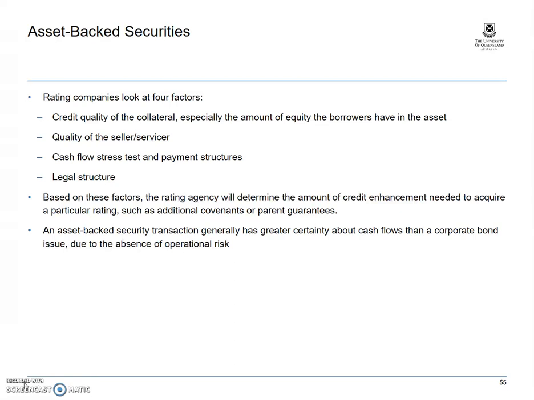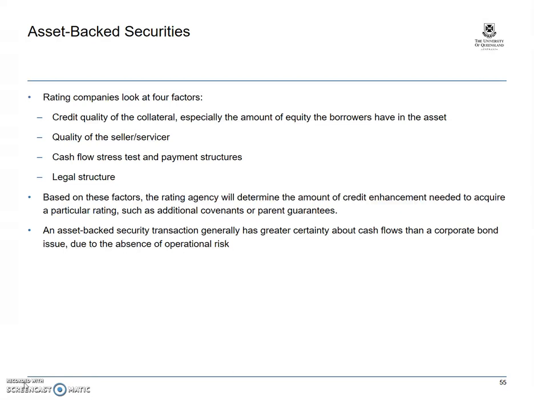especially the amount of equity the borrowers have in the asset, the quality of the seller, and the cash flow coming from these assets. They usually do a stress test and look at the payment structures, and then obviously the legal structure. So how is it contracted? Based on all of this analysis, they'll come up with a credit rating.